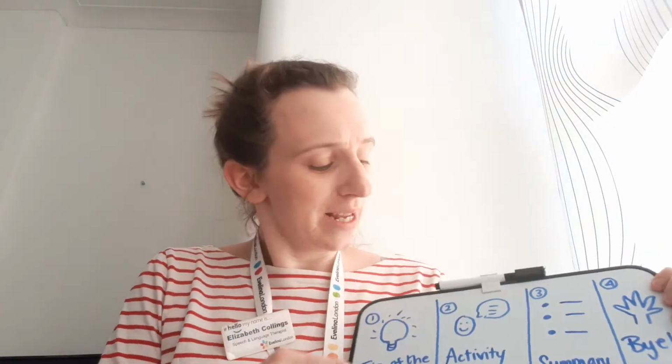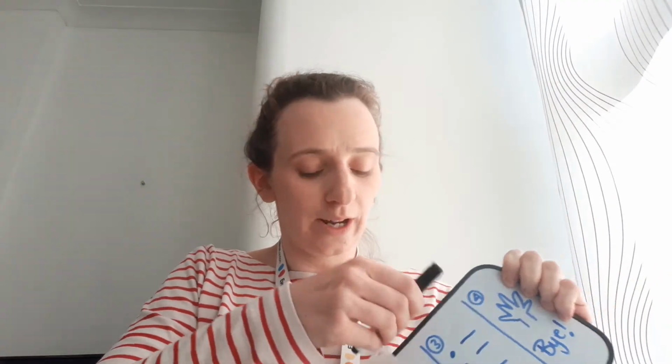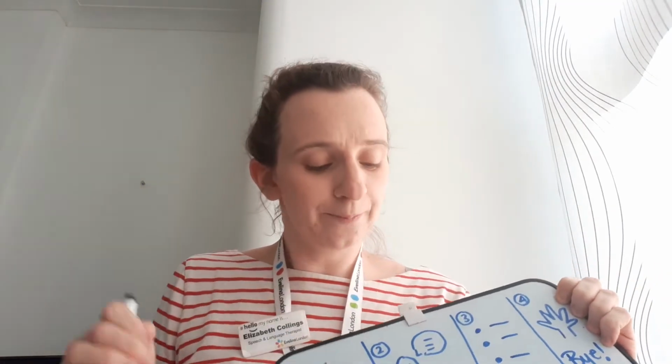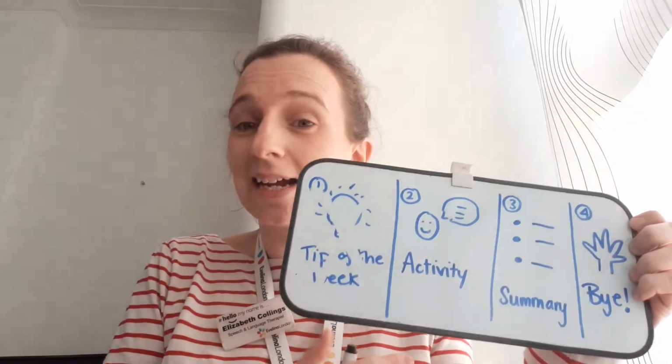So our tip of the week is finished. So I'll give it a wipe there. And next, it's time for our activity. So as I said, our activity this week is making up a story with some objects that I've gathered from around the house. So if you're listening with your child now, I'm going to show you some of the objects that I've found for the story today.